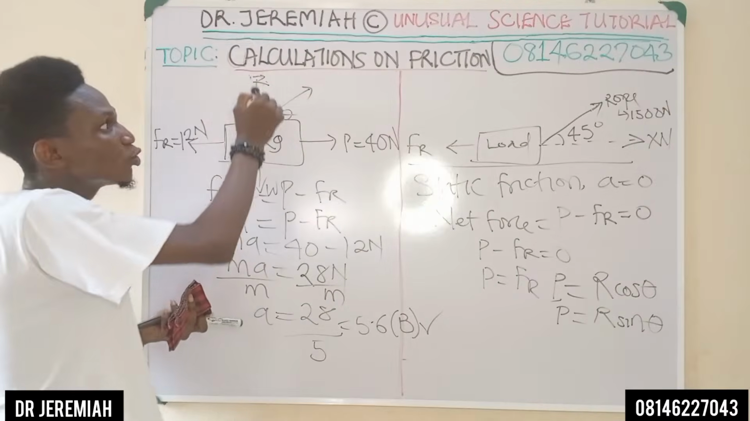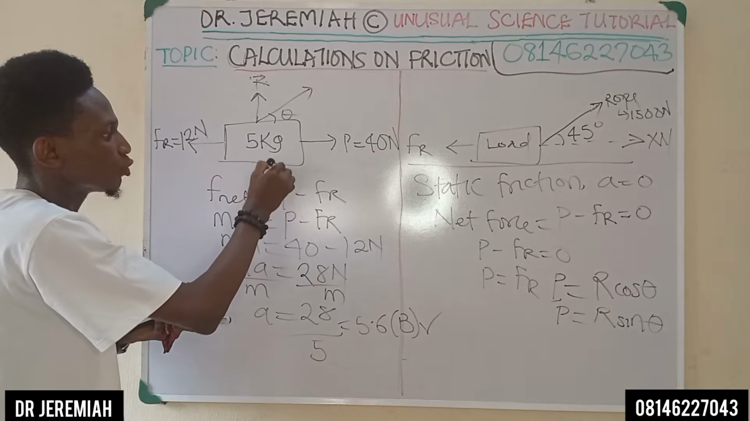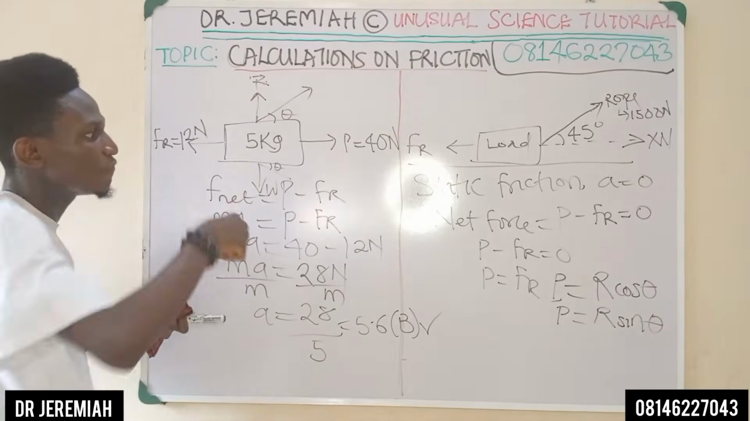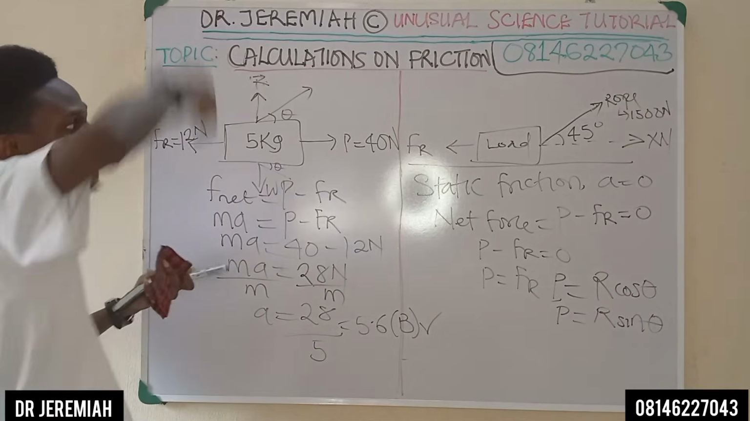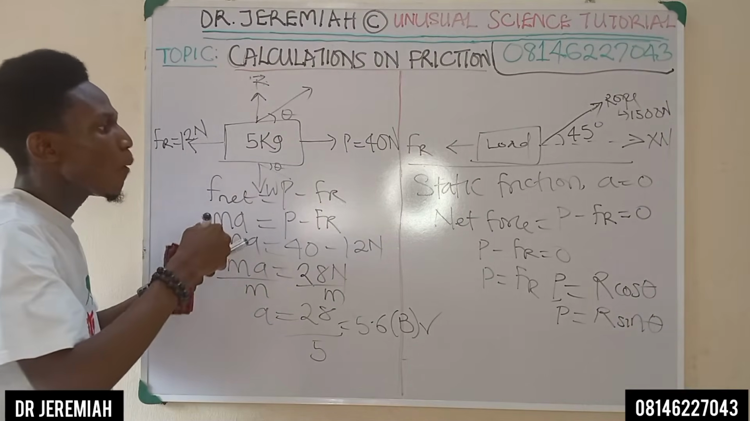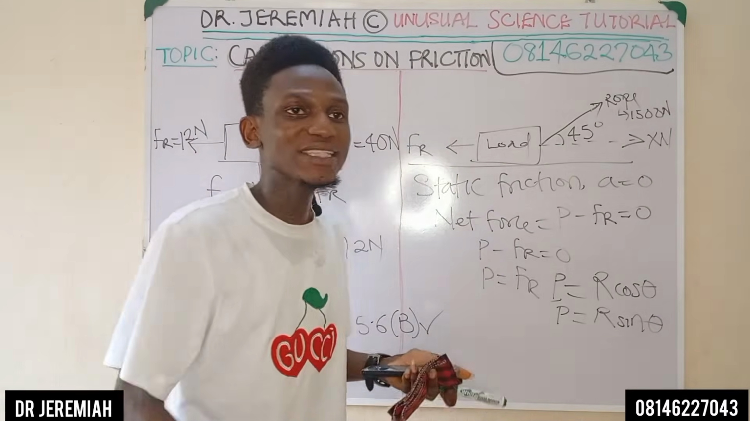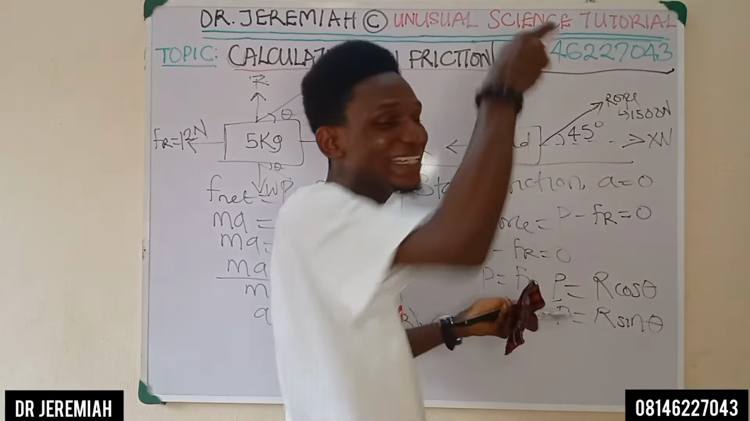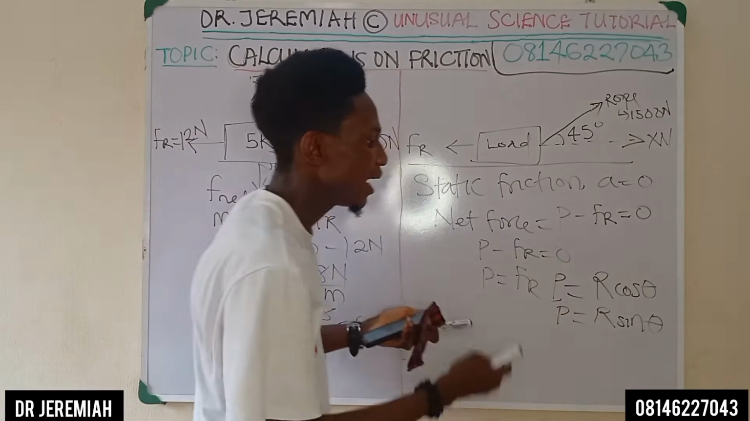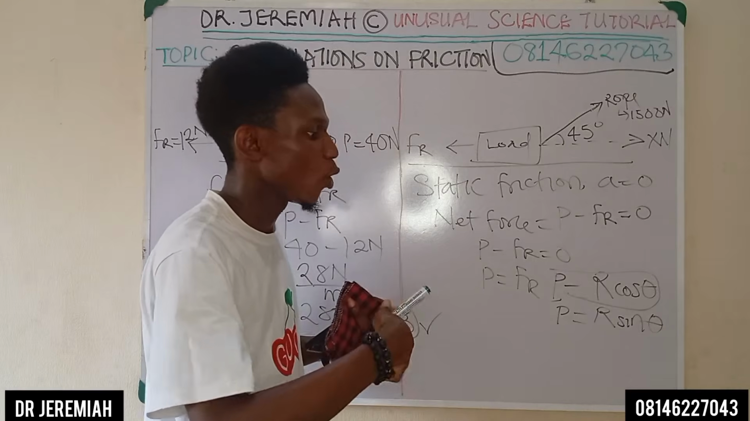You must resolve the weight to the vertical. Imagine it's inclined to this horizontal. You must resolve it. So weight and reaction must be resolved to the vertical, but pulling force and frictional force must be resolved to the horizontal. So it cannot be like this. You get? So say it's pulled at 45 degrees. Just resolve it to the horizontal, and to resolve the horizontal, we use P equals R cos theta.